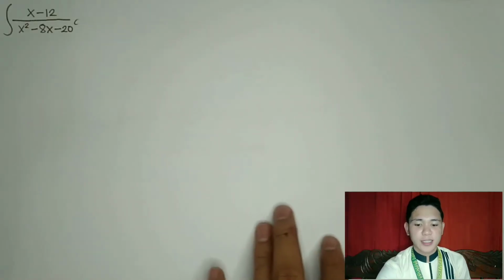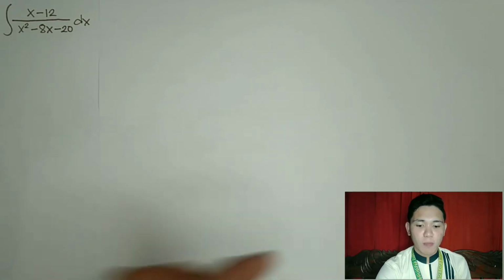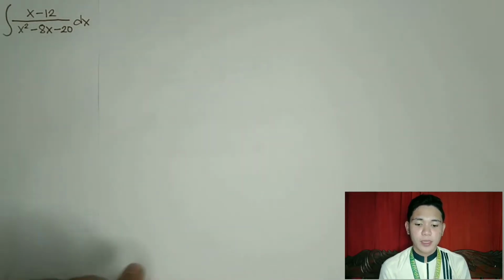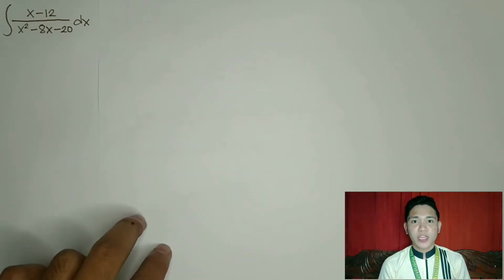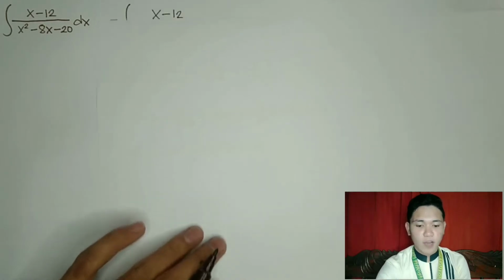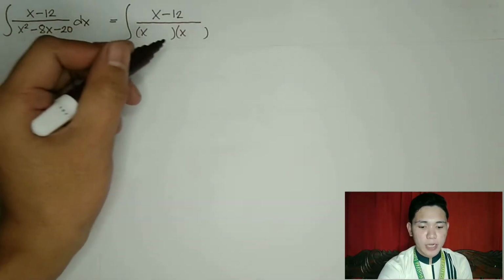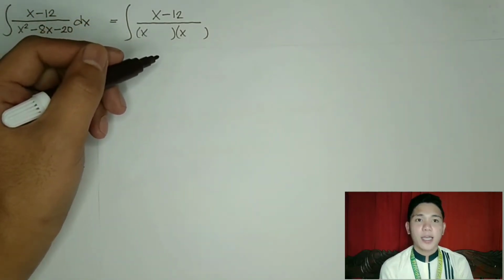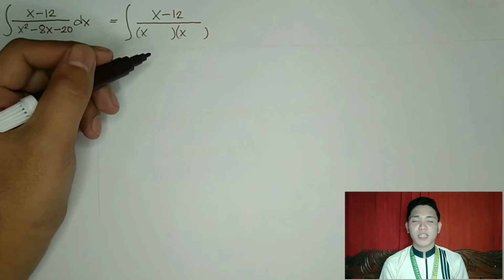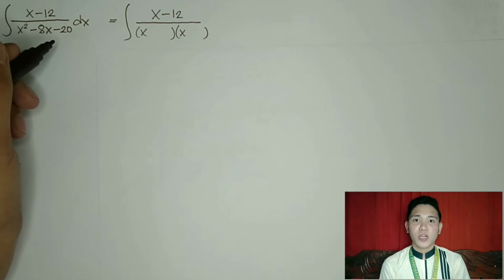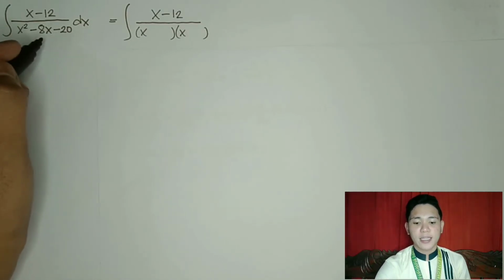Our given is the integral of (x − 12) over (x² − 8x − 20) dx. The first thing that we need to do is to factor this denominator. So we have the integral of x − 12 over (x )(x ), and then we need to think about two numbers that, if we multiply them, result in negative 20, and if we add them, result in negative 8.